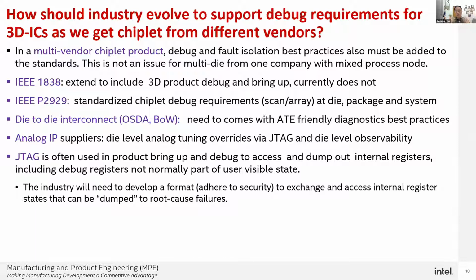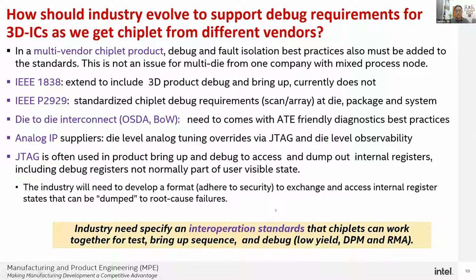So now we can look into how to have a universal format with which you can draw the register information from different chiplets, from different companies, and use it to debug and root-cause failures. All of this means the industry needs to specify interoperability standards so that chiplets can work together, not only for test but for bring-up sequence and debug for low yield, DPM, and RMA. So these are the calls for action that I have.